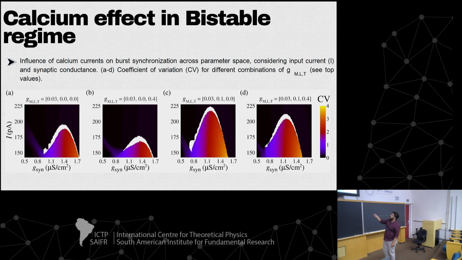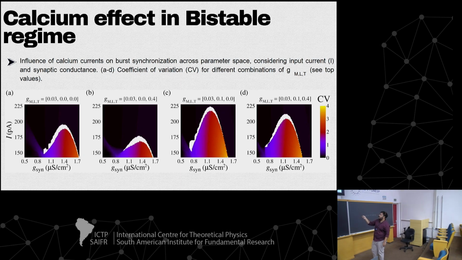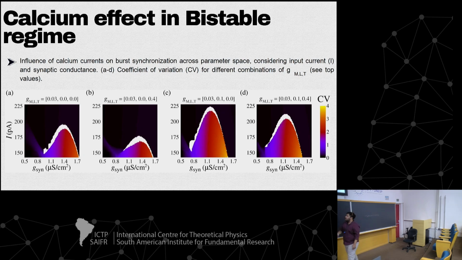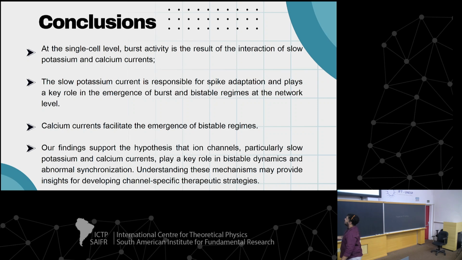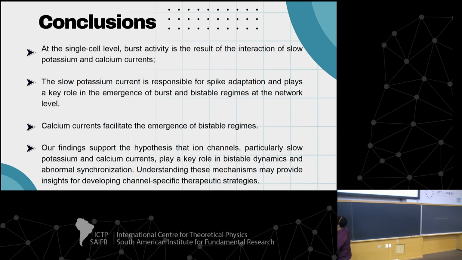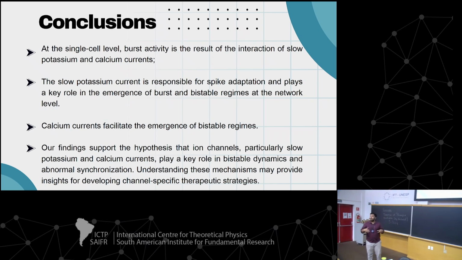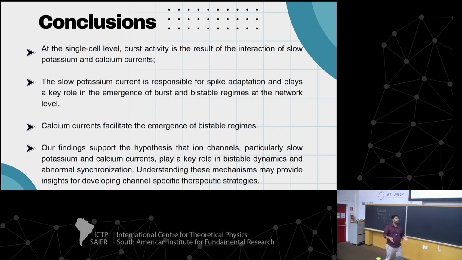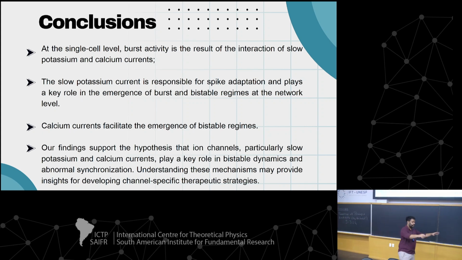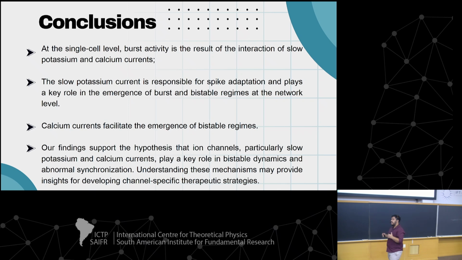But now, if we have the complete model, what happens? We get a kind of intermediate state between those two, which facilitates the bistable states. And we don't need too much coupling; it starts from values below 0.8 that we can get burst synchronization. Just a few conclusions: at the single-cell level, the Hodgkin-Huxley model is not able to produce burst activity unless we have calcium dynamics. But when we are in a network, the potassium plays a great role. And also, the calcium has an influence in facilitating those states.